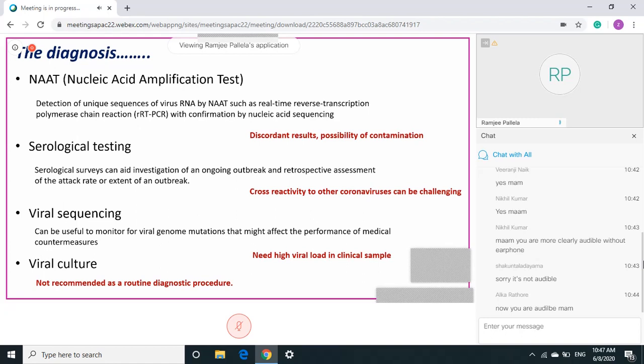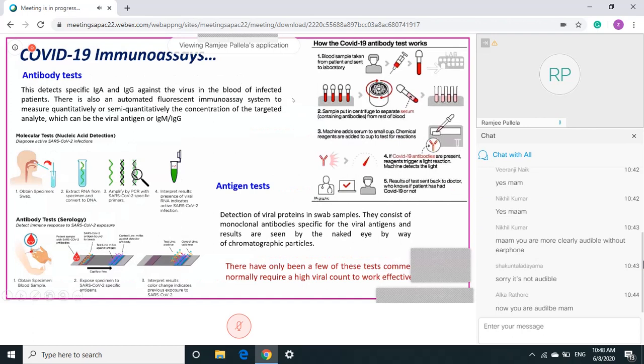We are really having a very tough time in culturing viruses right now. Especially the COVID-19, we don't know what cells it will grow in and what will be the best media system for this virus to support its growth. All very difficult. So it is not very highly recommended.